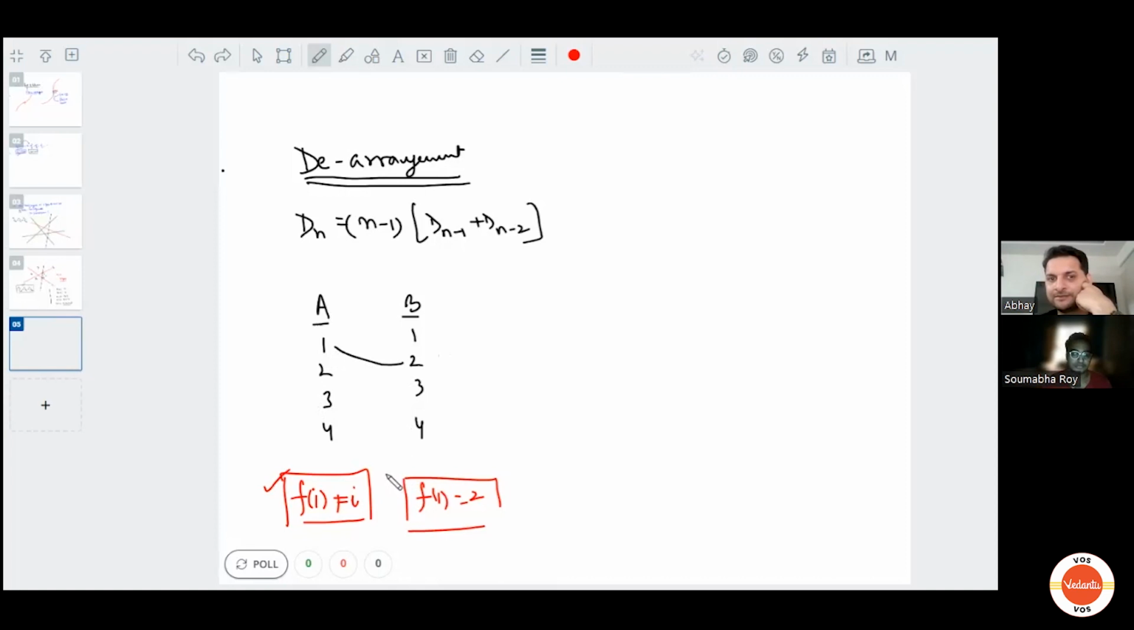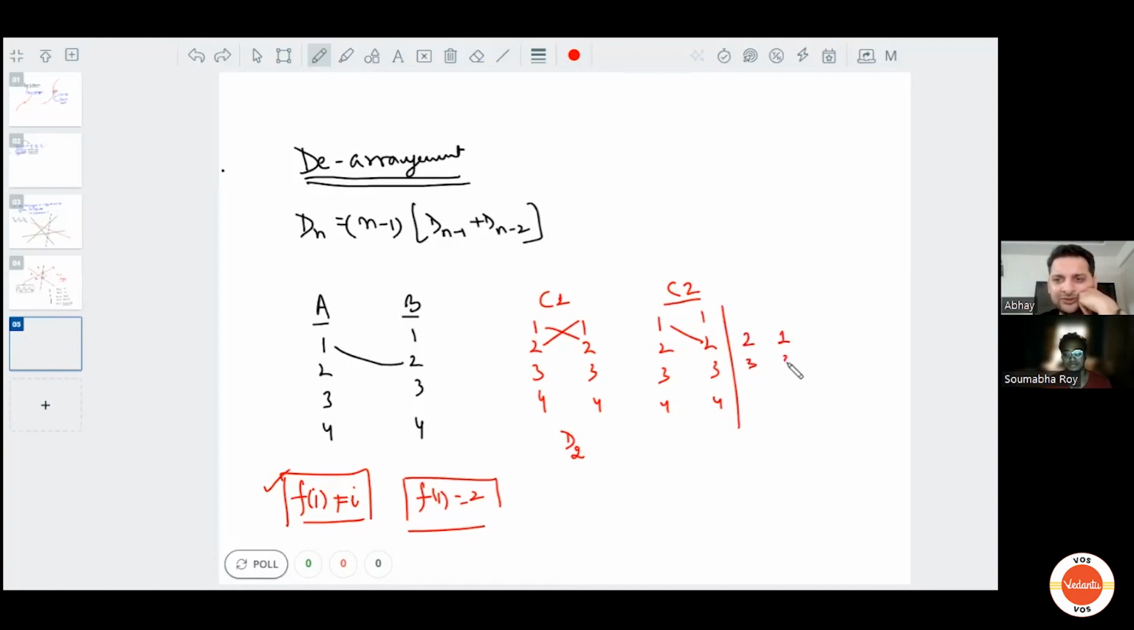If 1 is going to 2, then we have two cases. If 2 is going to the place of 1, then we will have a derangement of 2 objects, basically 3 and 4. And case 2, if 1 goes to 2, but 2 is not going to 1, then we can place 1 in front of 2, 3 in front of 3, 4 in front of 4. So can I say it is going to be derangement of three objects? Yes, sir.